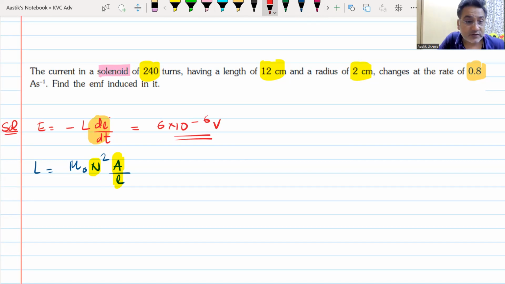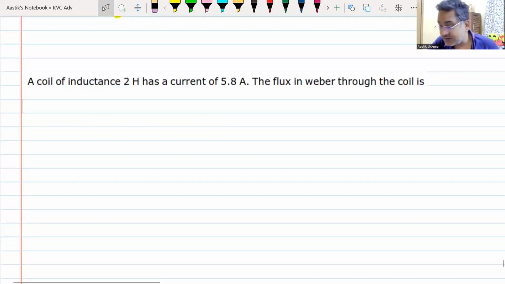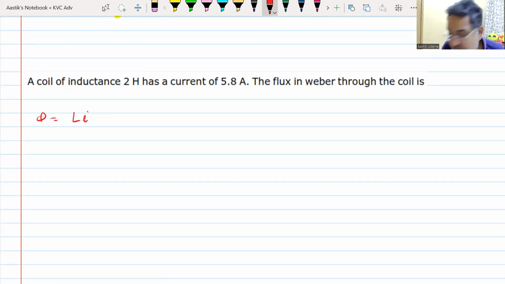Well, let me move on to the next question, and this is the next question that is coming on your screens. A coil has a self-inductance of 2 Henry and a current of 5.8 amperes. What is the flux through the coil? I'll give you 2 minutes to give me the answer. So you have to find out the flux. You had to multiply L by I, and I think you have done it quite fast. Congratulations, everyone.